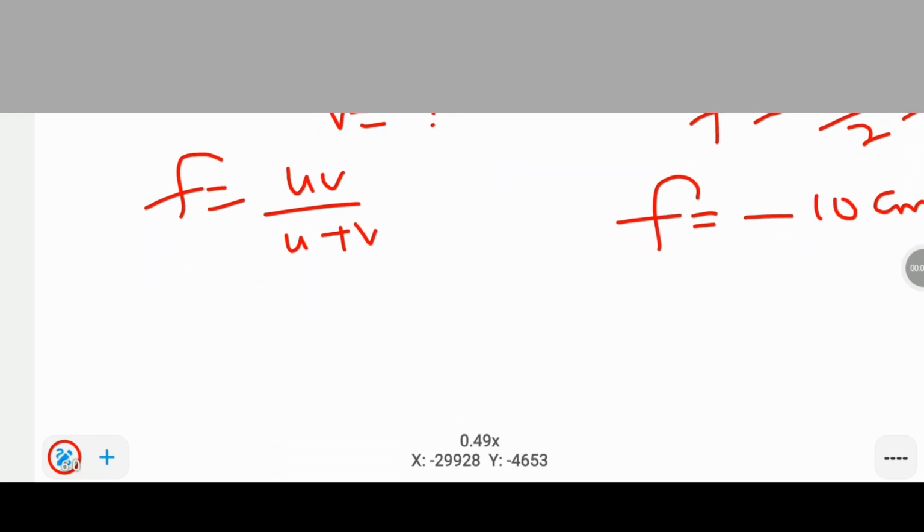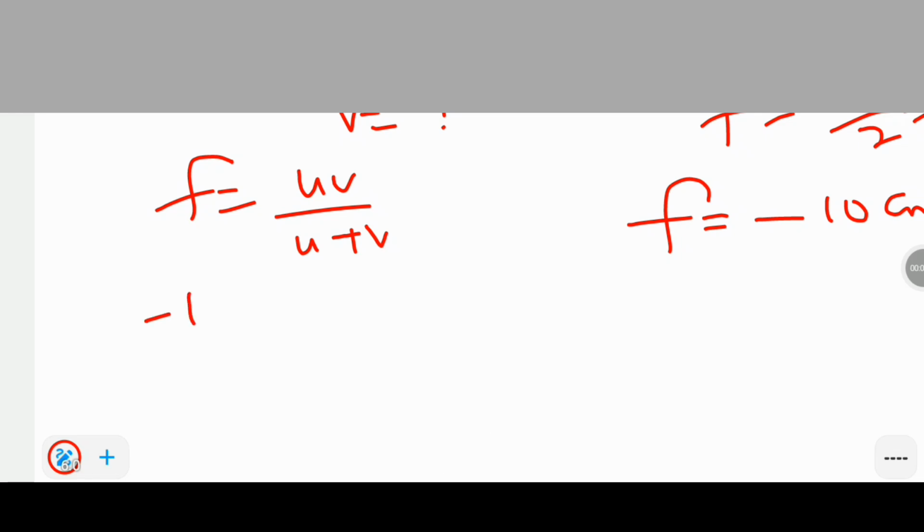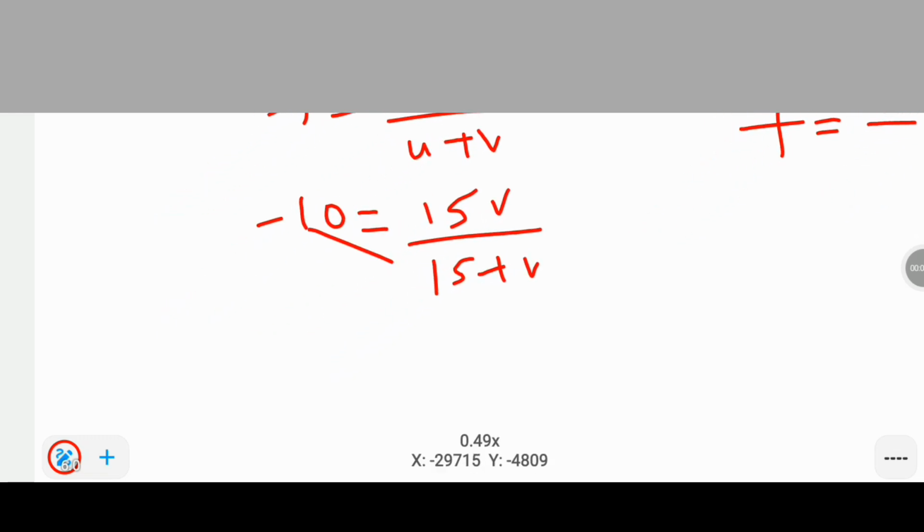So let's plug that in. Our f is minus 10. So we're going to get minus 10 is equal to, our u is 15, 15v over 15 plus v. Cross multiply. Minus 10.